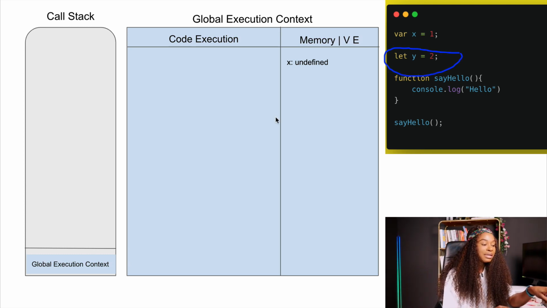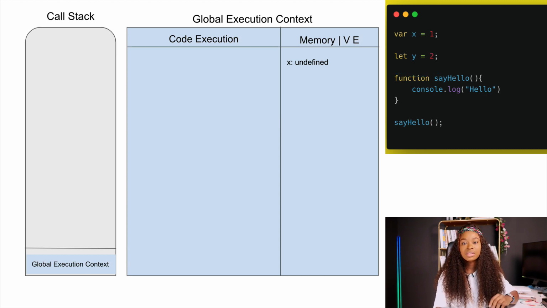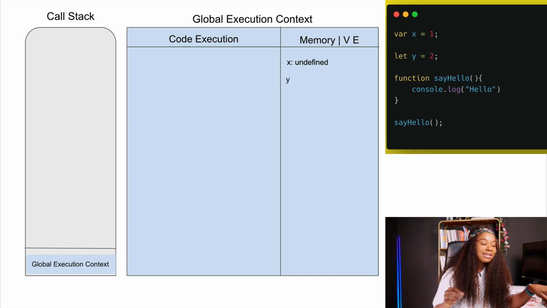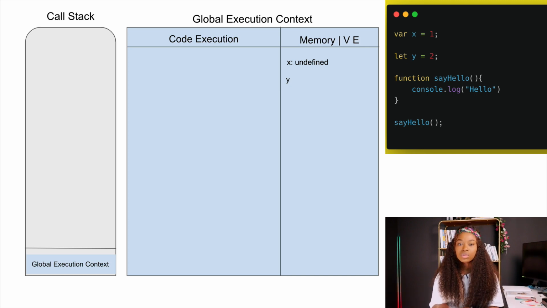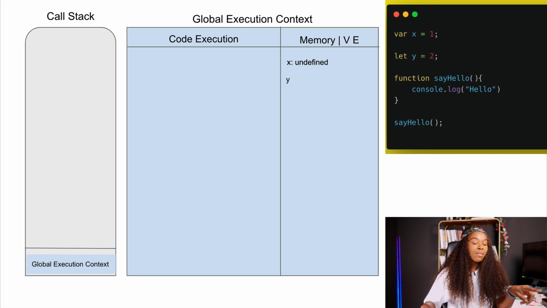On the next line here, we have let y equal to 2, right? This variable was declared with the let keyword. Well, the variable gets assigned a space in memory, but it doesn't get assigned any value until the code execution phase, right? So variables declared with let and const also get hoisted. They get allocated spaces in memory during the memory creation phase, but they don't get initialized with any value, not even undefined, until the code execution phase.